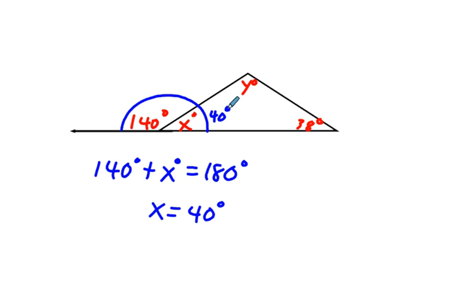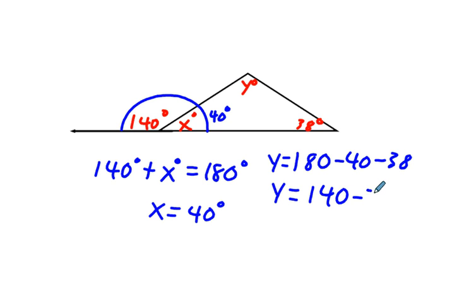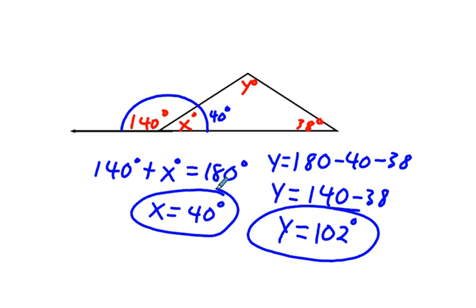Once I get x to be 40 degrees, now I have a choice. I know that the angles inside my triangle have to add up to 180 degrees, so I can take 180 minus 40 minus 38, and that will give me y. Or y is equal to 140 minus 38. So y is equal to 102 degrees. Okay, so there are my two solutions.